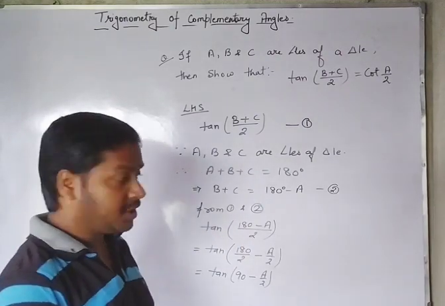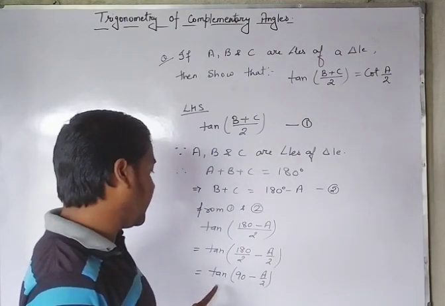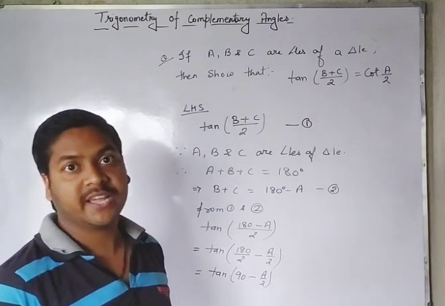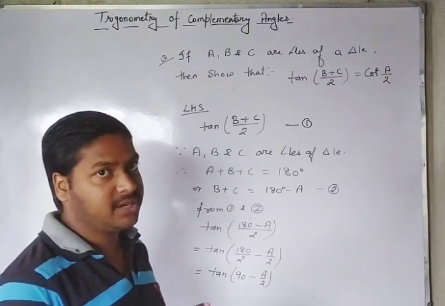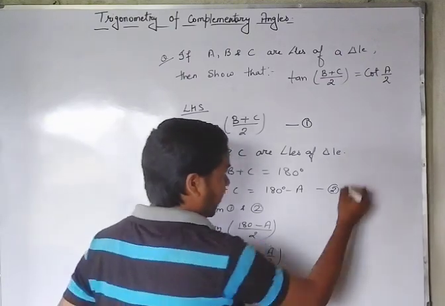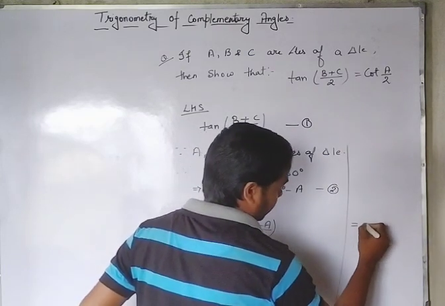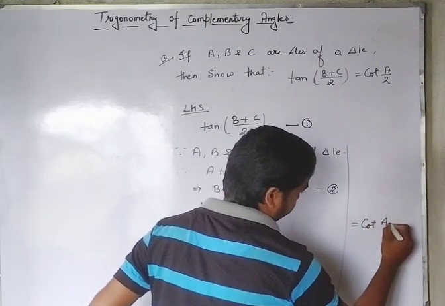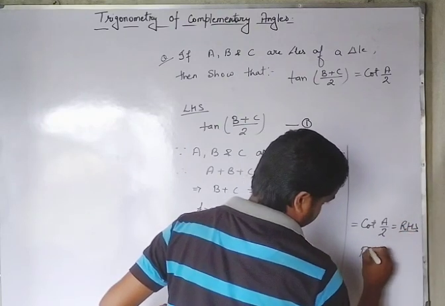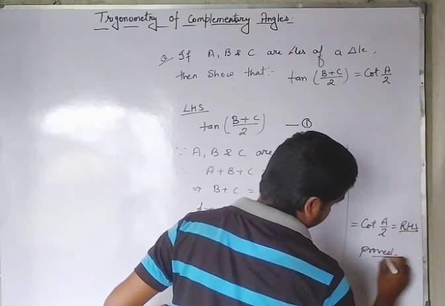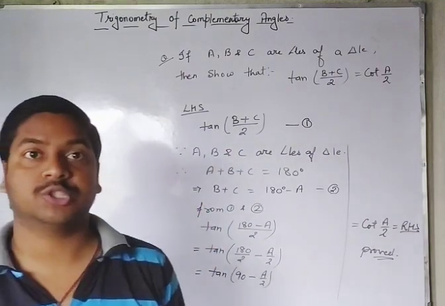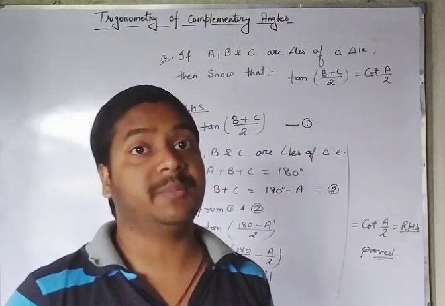Now just see, we know that tan (90 minus A) can be written as cot A, or cot A can be written as tan (90 minus A). In place of A, what is written here? A by 2. So it can be written as cot A by 2. That is equal to our RHS. Hence proved. This is one of the important questions, and this type of question mainly comes in your examination.